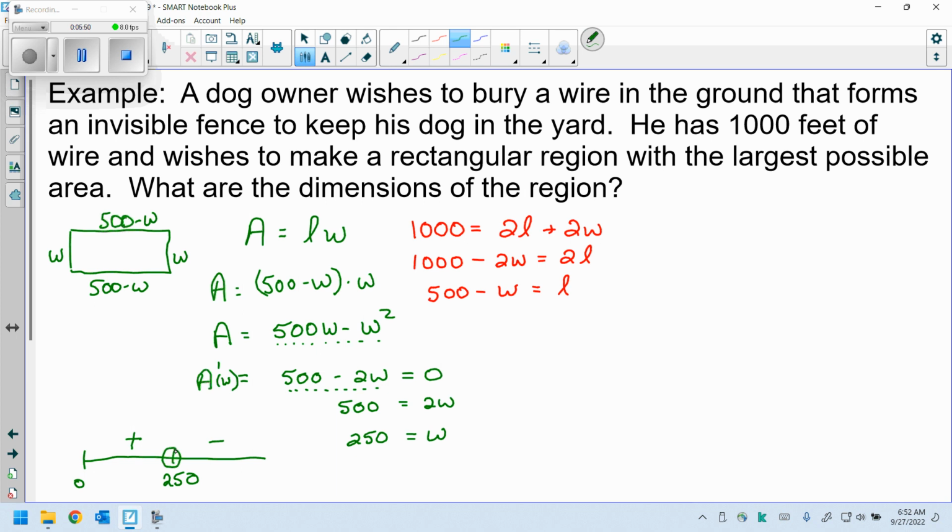So the dimensions of this region are W, which is 250, by L. L is 500 minus W. So we are going to have a rectangle that is actually a square.